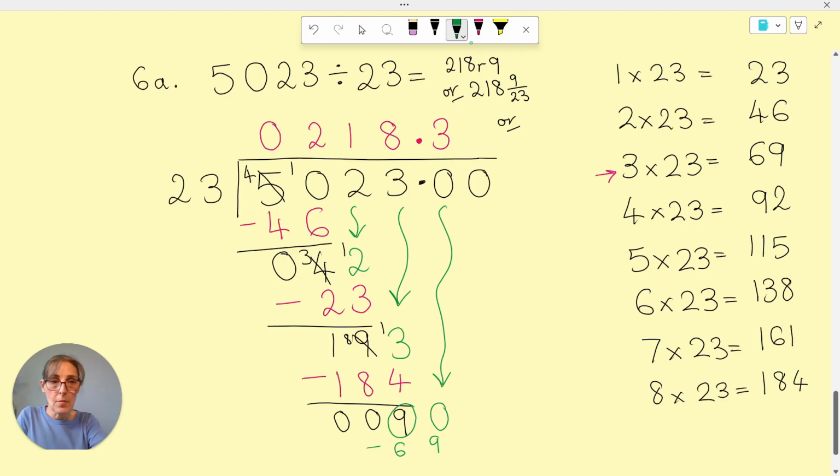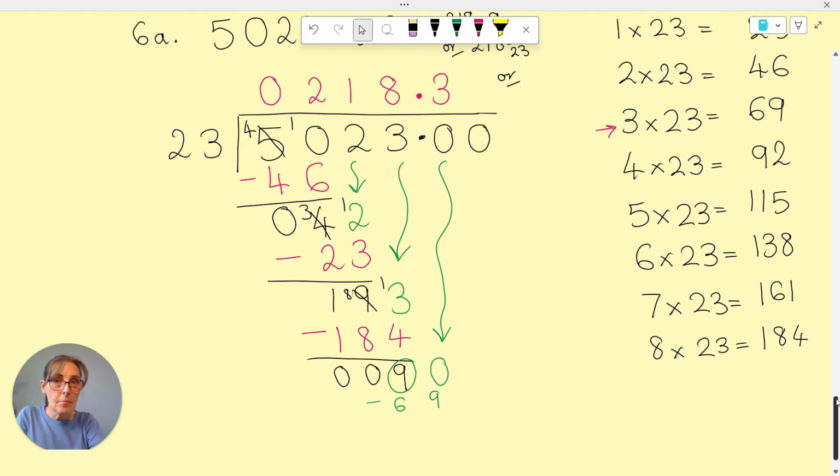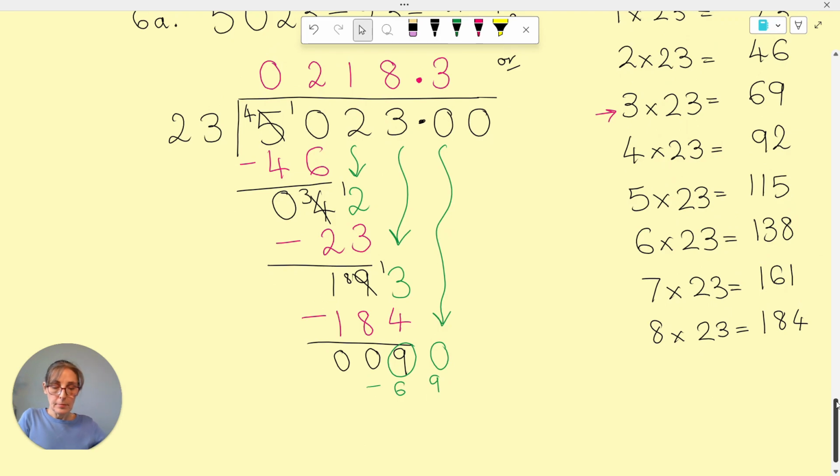Just going to move it carefully. All right, 90 take away 69. It's a 0, so I've got to cross that out, turn it into an 8 and carry 1. 10 take away 9 is 1, 8 take away 6 is 2. Can we get 23 into 21? No. And we bring down the 0.